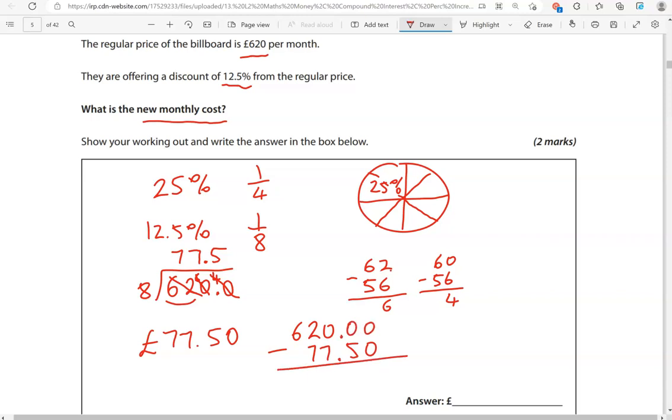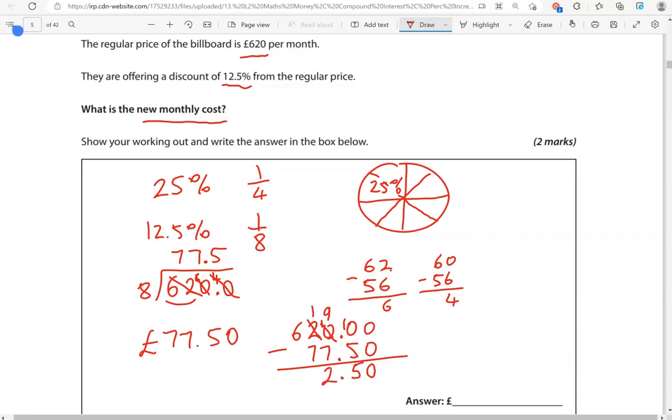So 0 take away 0 is 0. We need to take away 5 from the 0, which means we've got to borrow. We can't borrow from this here because it's a 0, so we're going to borrow 1 from the 2. The 2 becomes a 1, this becomes 10. Now we can borrow from the 10, so the 10 becomes 9, and this becomes 10. 10 take away 5 gives us 5. 9 take away 7 gives us 2.